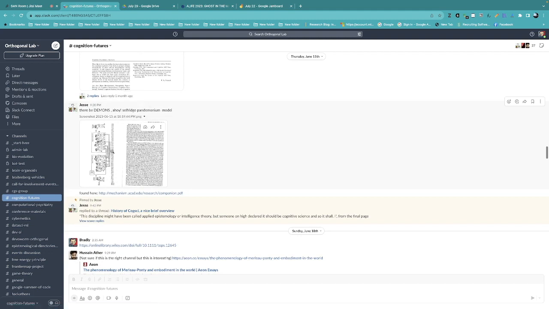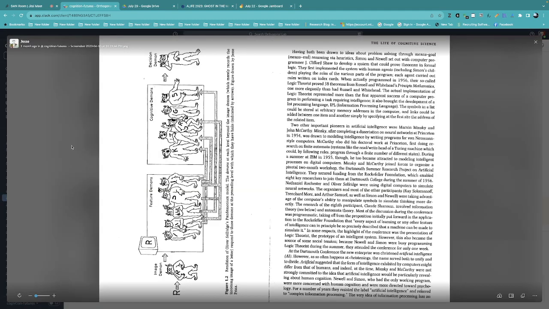This is the Selfridge Pandemonium model. We've talked about these demons, and it was a theme back in science when they didn't know what a mechanism was. They would call it a demon.